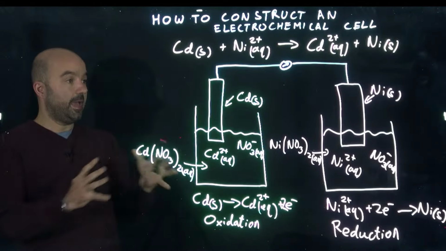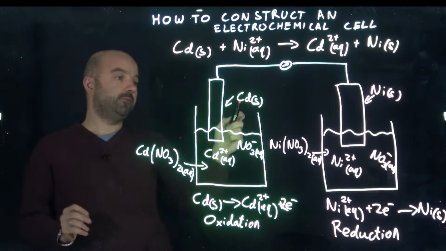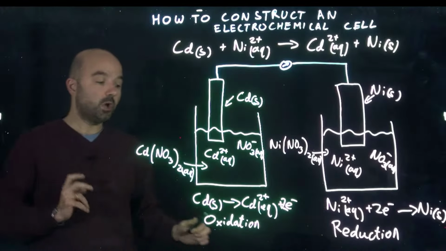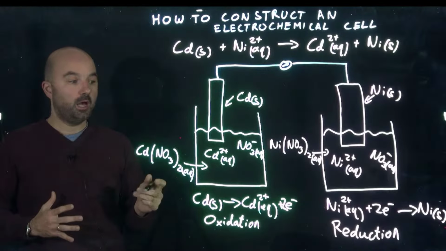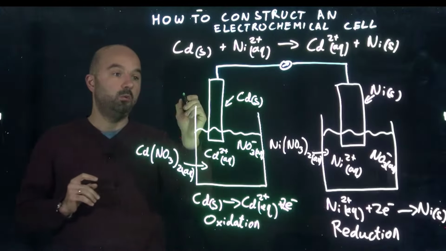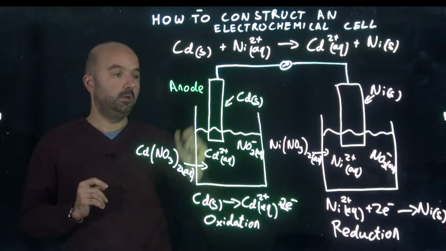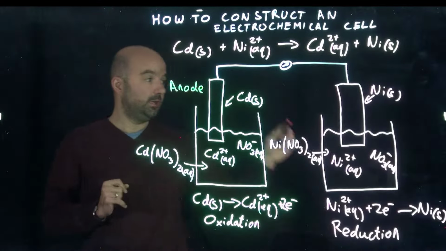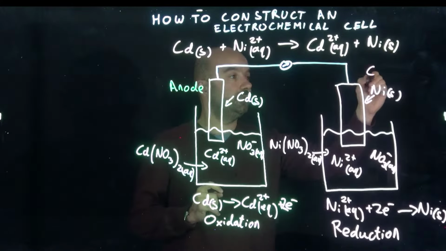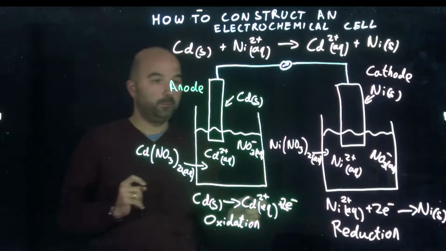Okay, so all the chemicals have been assigned where we want them, and we've got our oxidation on this side, and oxidation is what happens at the anode of an electrochemical cell. So we can assign this to be the anode, and reduction is at the cathodic part of our electrochemical cell. So we can write in cathode here.